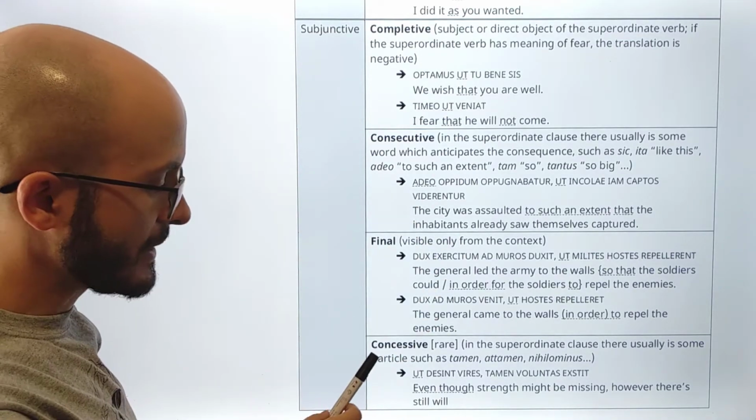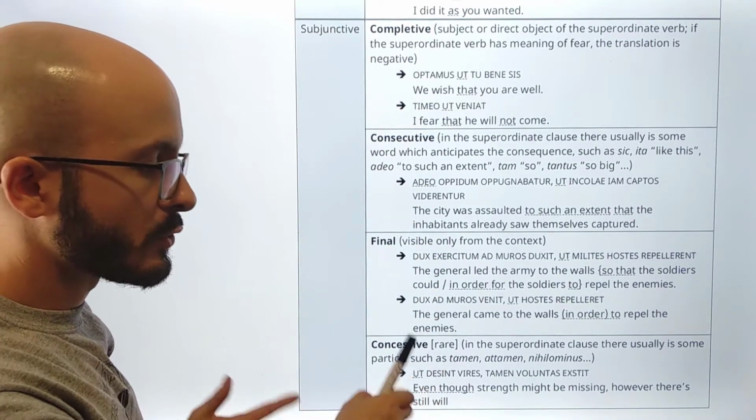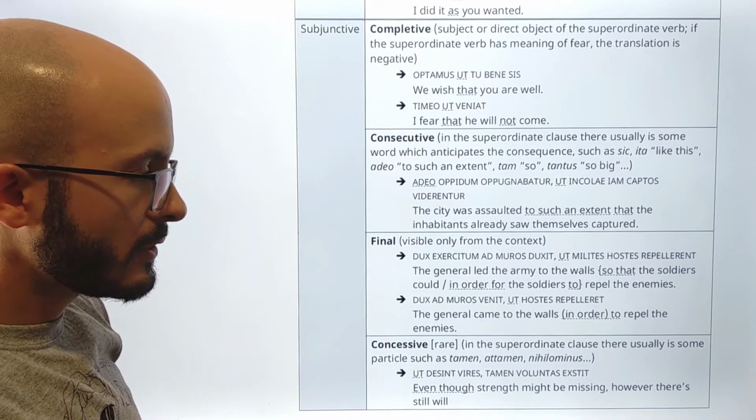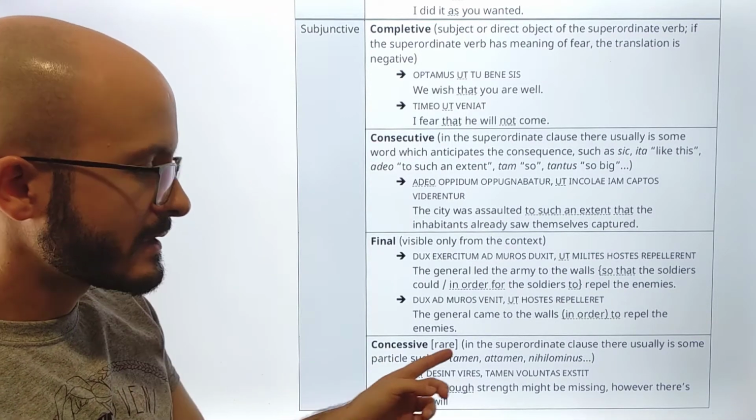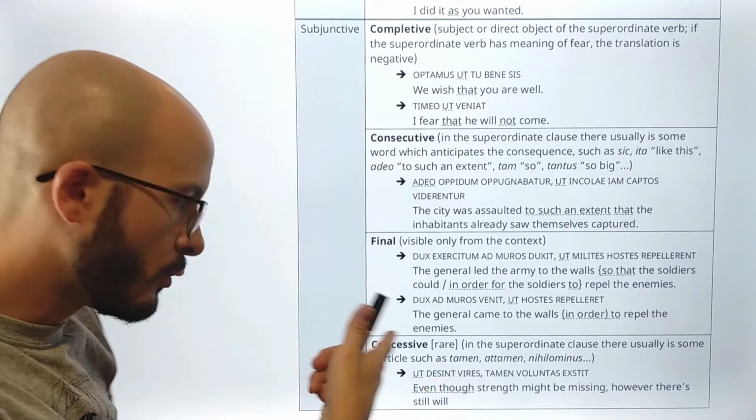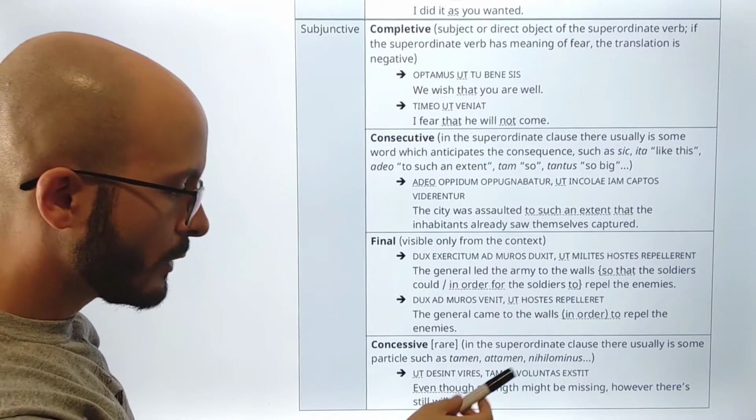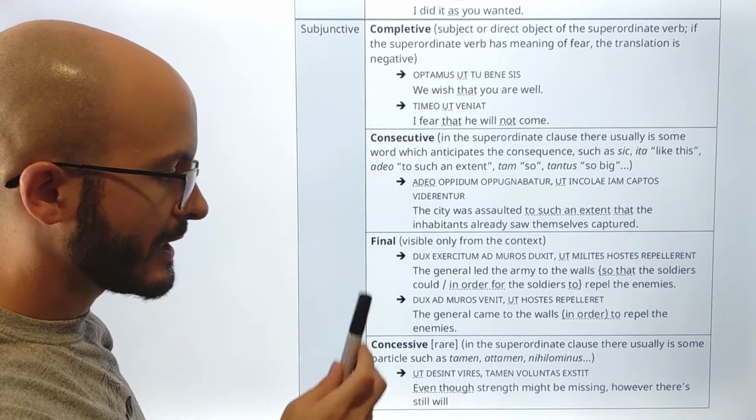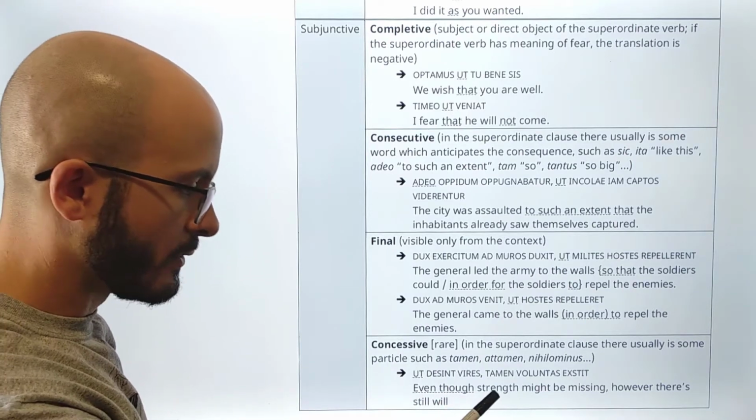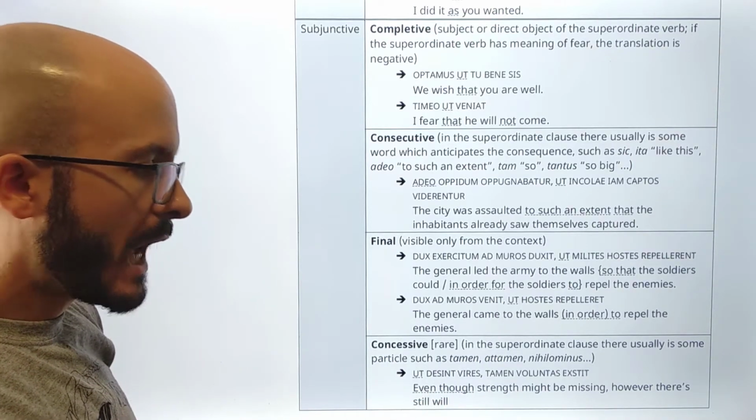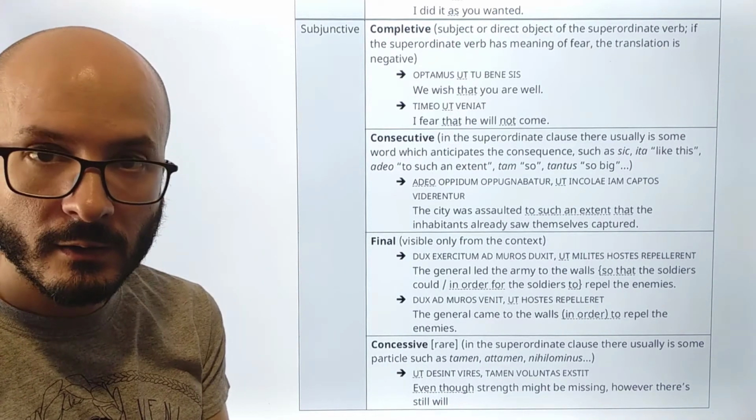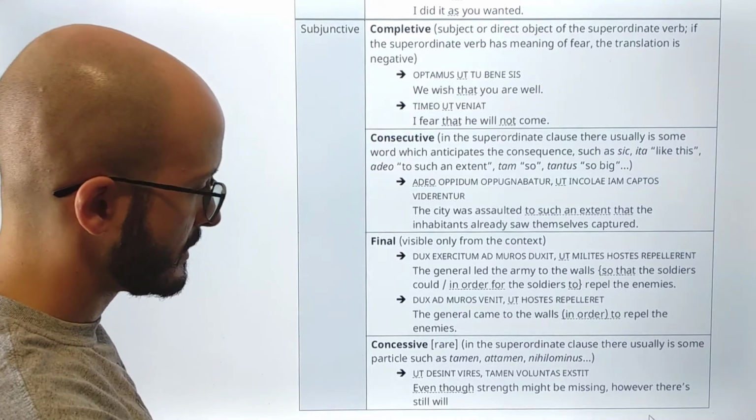And then the last function is concessive, which is rare. In the superordinate clause, there usually is some particle such as tamen, attamen, nihilominus. You already know this, okay? So, ut desint vires tamen voluntas exstat. Even though strength might be missing, however, there is still will. Okay, so that's it.